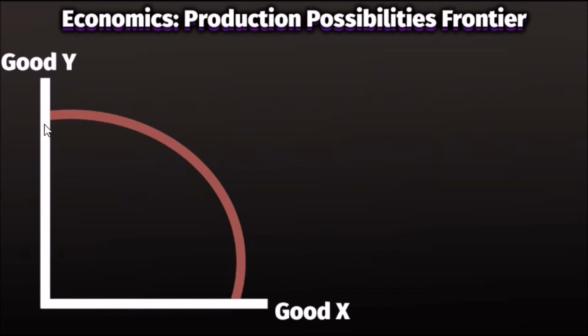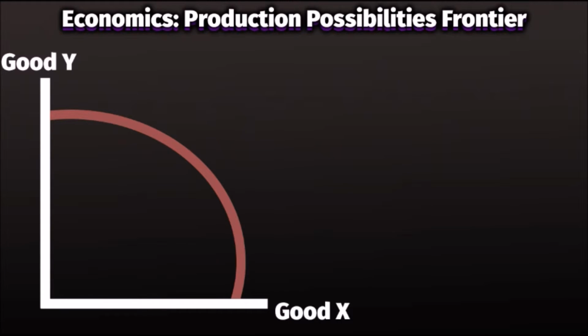So if we produce all the way up here, we're producing our maximum amount of good Y, but we're producing none of good X. And over here, we're producing our maximum good X, but none of good Y. And all the points in between are our production possibilities for good Y and good X, given our amount of resources. So we can actually plot a couple of different points, or production points, that our economy might be producing at.